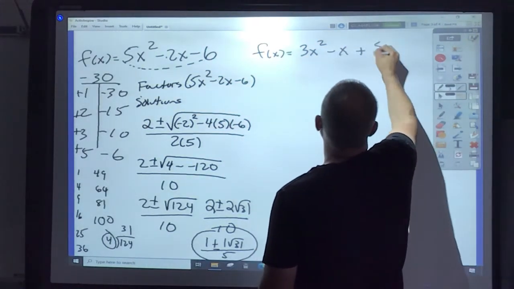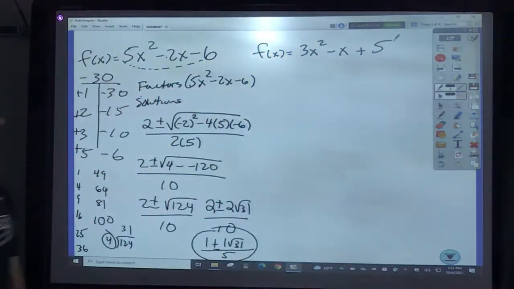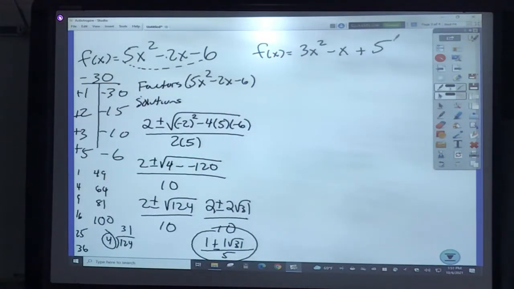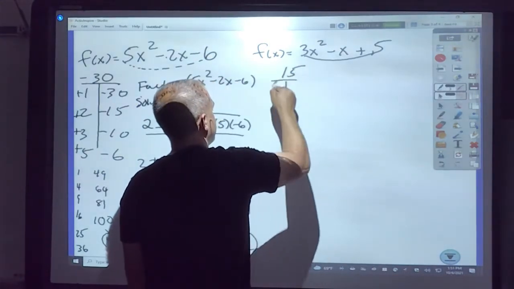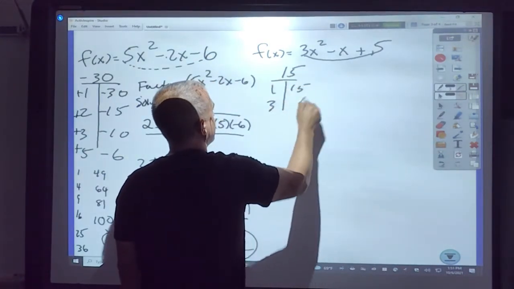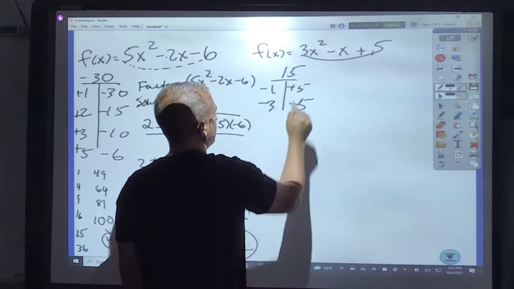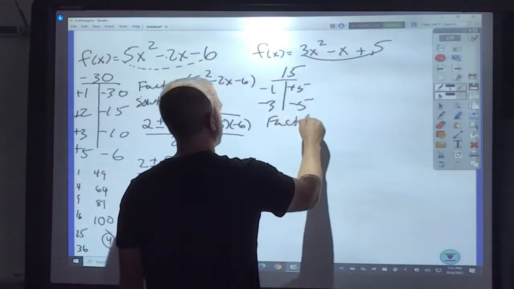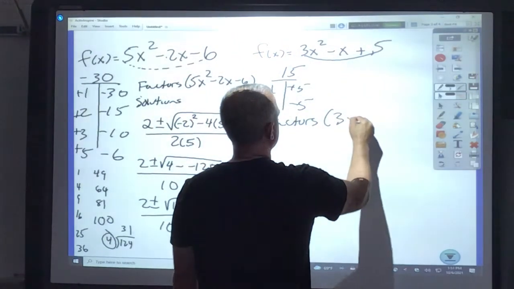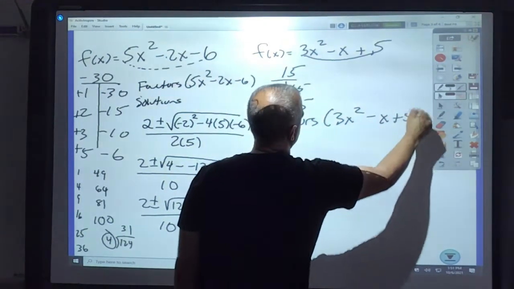Let's say you had this one. Now I'd go to factor that. That times that would be 15, factors of 15, 1 and 15, 3 and 5. Both would have to be negative. Neither will add up to negative 1, so those are my factors. It would just be what the original polynomial would be.